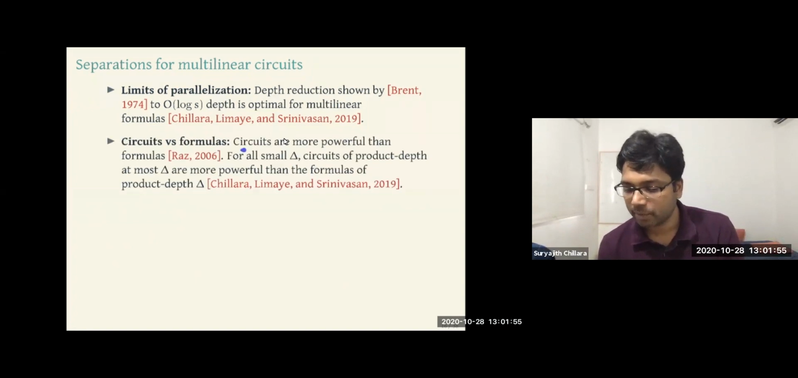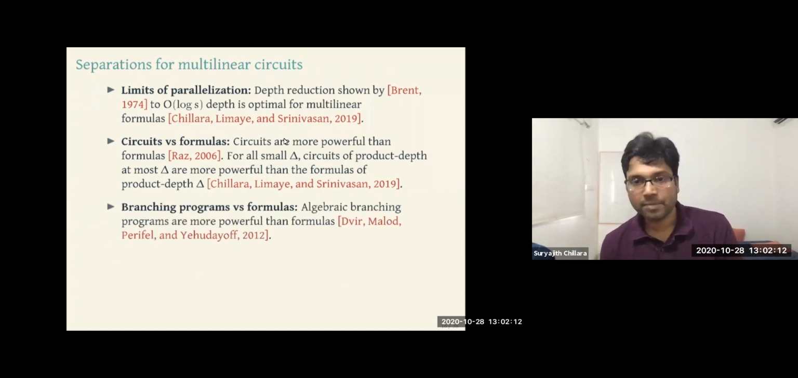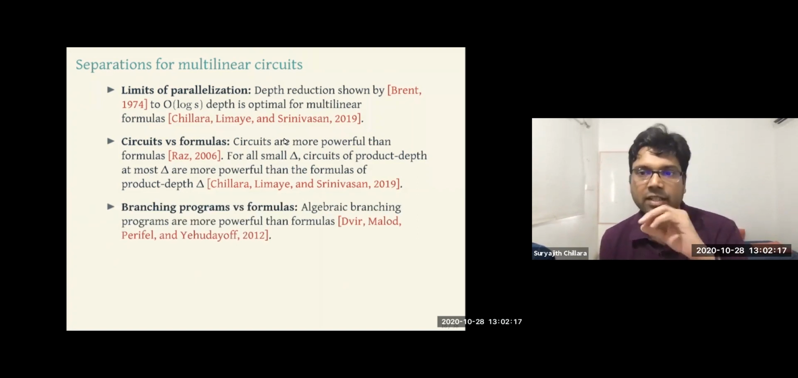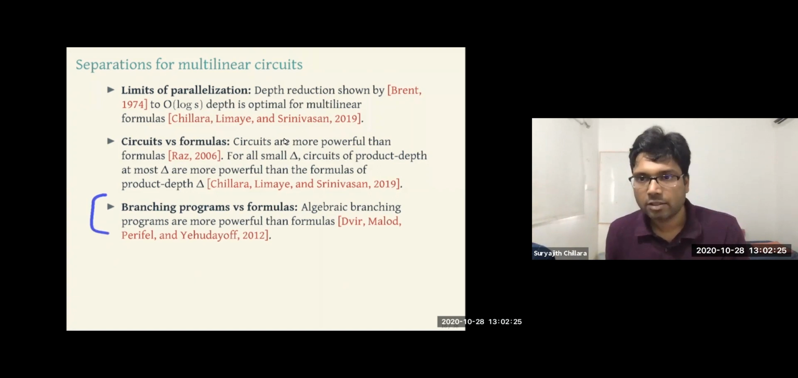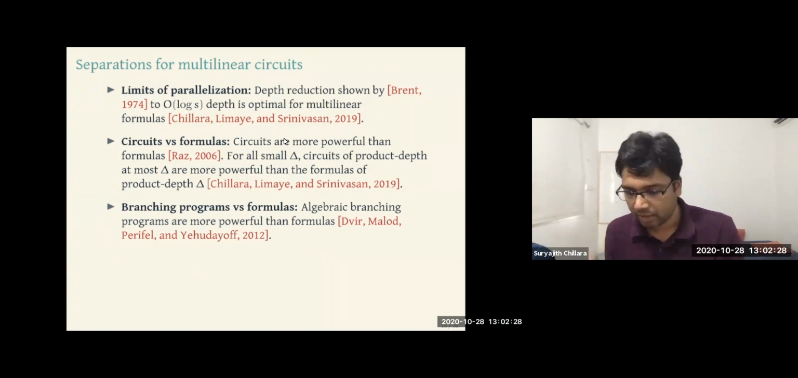And similarly, we know circuits are more powerful than formulas. This was shown by Raz. And you can even get a finer separation, level by level, that circuits are more powerful than formulas. Similarly, branching programs are more powerful than formulas. Branching programs are structures which lie halfway between trees and circuits, like full blown. Let me not go into more details. So they lie somewhere between circuits and formulas. It was shown by Dvir, Malod, Perifel, and Yehudayoff that algebraic branching programs are more powerful.